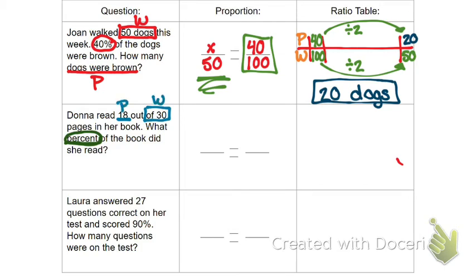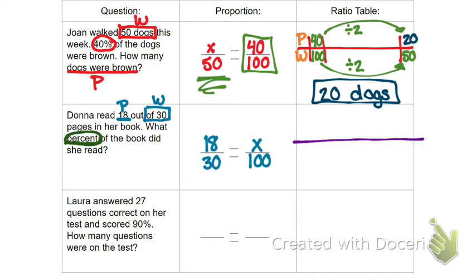So if I was to write this again, part over whole every time on these fractions, part is 18, 30 is our total number of pages. We're trying to find the percent, so I'm going to put an X there for what we're missing, and percent is always, always, always over 100. Now that we've set up our proportion, we can go ahead and set up our ratio table.